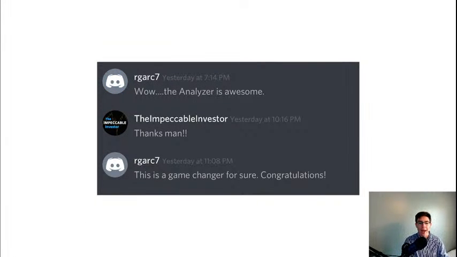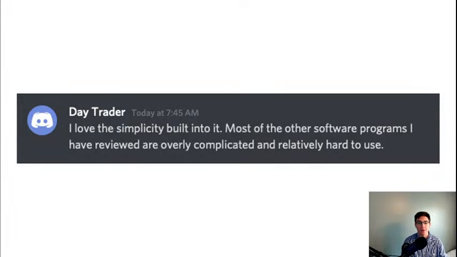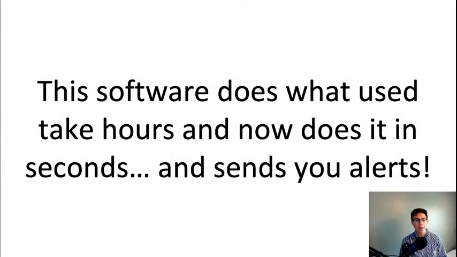So, wow, the analyzer is awesome. It's a game changer for sure. The stock analyzer is great. It almost feels like you are actually always online and taking your time to analyze the stock. I love the simplicity built into it. Most other software programs I have reviewed are overly complicated and relatively hard to use. Yes, I made it simple so that anybody can use it. Like, you can give it to your daughter and she can use it. Anyways, this software does what used to take hours and now does it in seconds and sends you alerts.